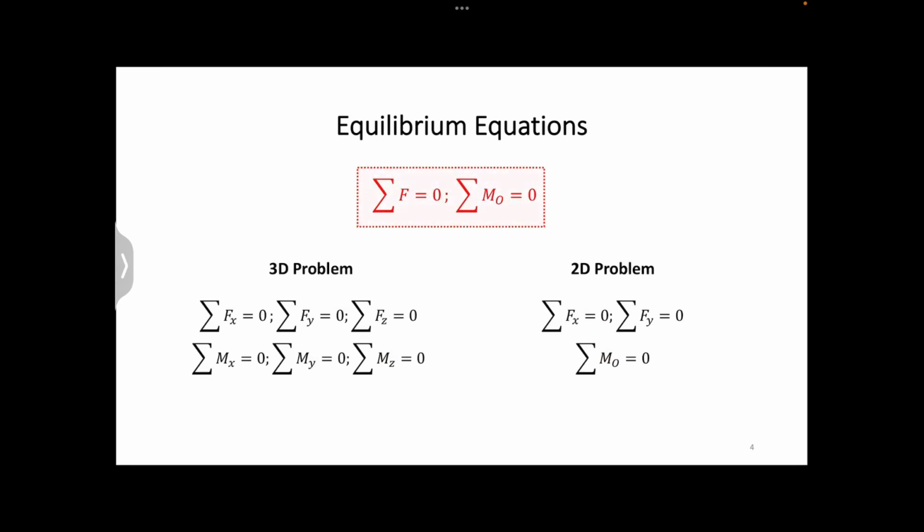Now, with the free body diagram showing all the forces acting on the body, we can apply the two famous equilibrium equations to find the unknown support reactions. In statics, we learned that for stationary objects, the sum of the forces applied to it has to be zero, and the sum of the moments about any point also has to be zero. Since force and moment are vector quantities, these two expressions will correspond to 6 scalar equations for 3D and 3 equations for 2D problems.